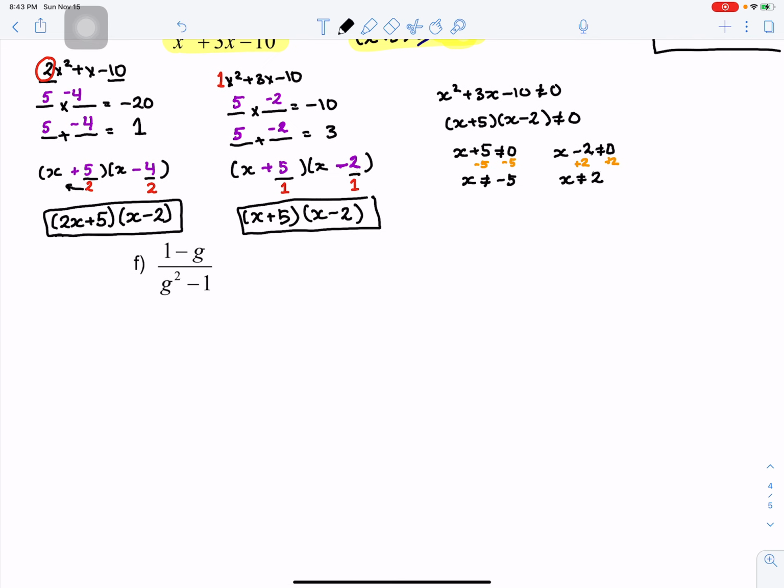Now, example F is a little bit tricky because what you'll notice is something weird happens. Okay, so I'm going to rewrite this expression 1 minus g, and I'm going to go ahead and factor g squared minus 1. I have two pieces, so what I want to see is is there a GCF or a common term? Square root of g squared is absolute value of g, but for the factoring purposes, we only write g. Square root of 1 is 1, and there's a negative sign in between, so this will factor as a difference of squares, g minus 1, g plus 1.